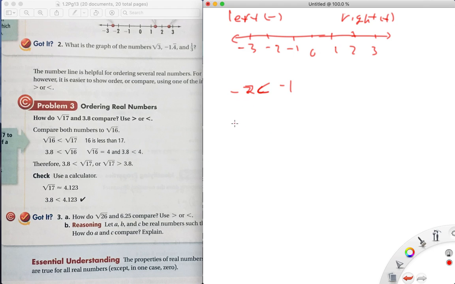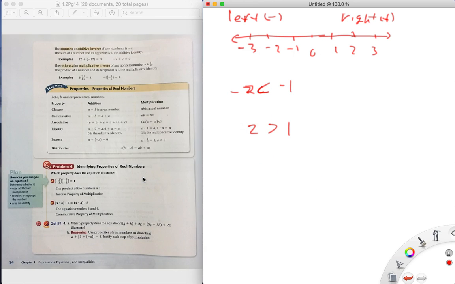Likewise, I can say that 2 is greater than 3. I'm sorry, 2 is greater than 1, because 2 is to the right on the number line, therefore 2 is more positive than 1 on the number line.